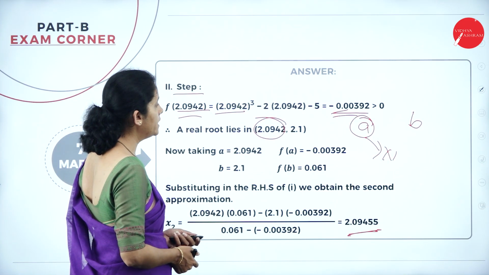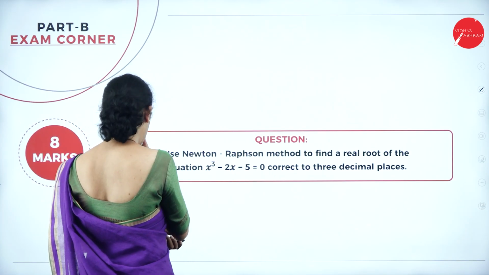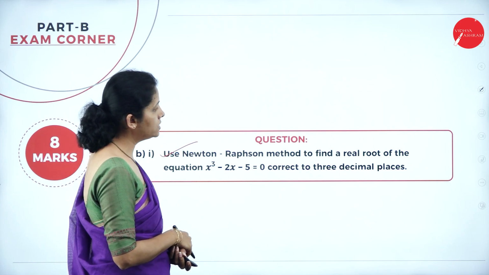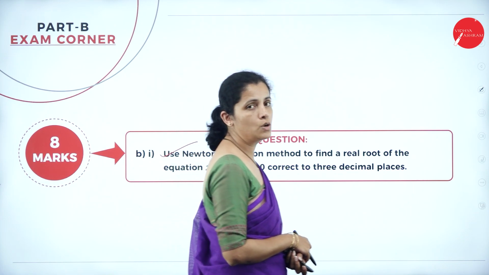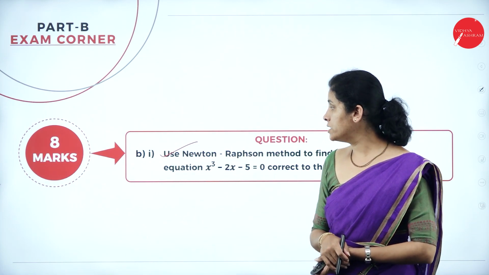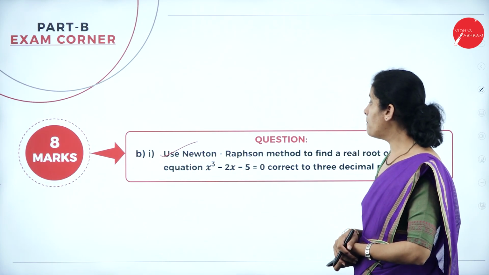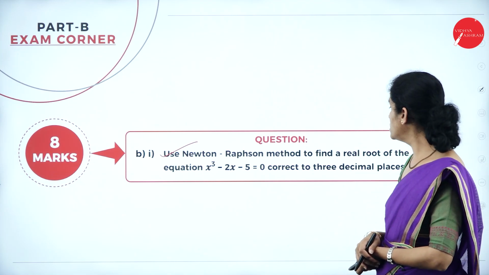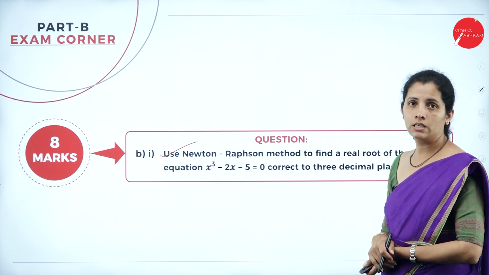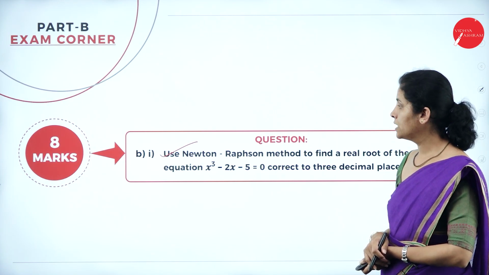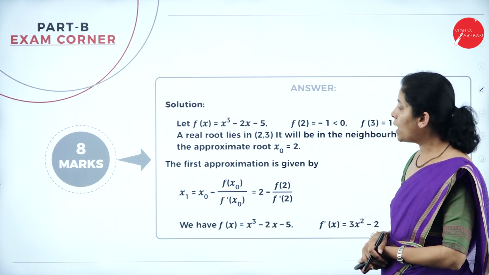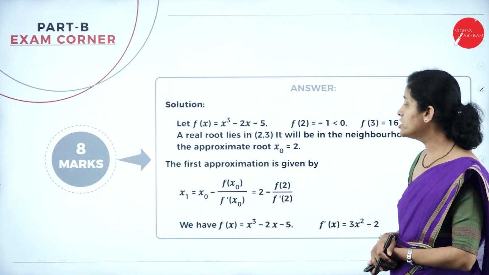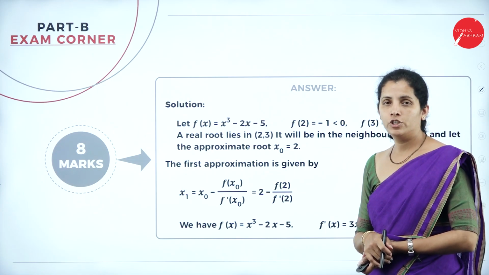Now, dear student, I have my next question, that is use Newton-Raphson method to find a real root of the equation x cube minus 2x minus 5 equal to 0, correct to 3 decimal places. So dear student, once again I want to find the root. In the question they did not mention the root.